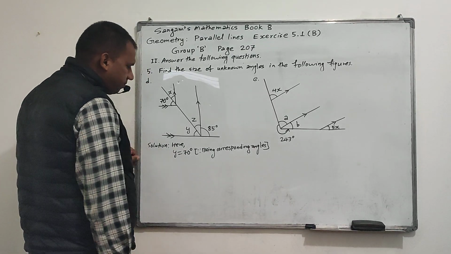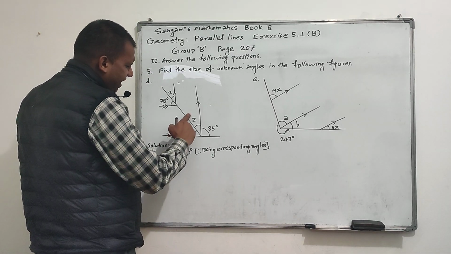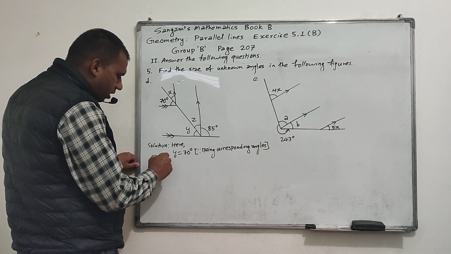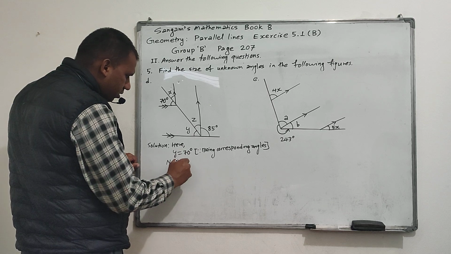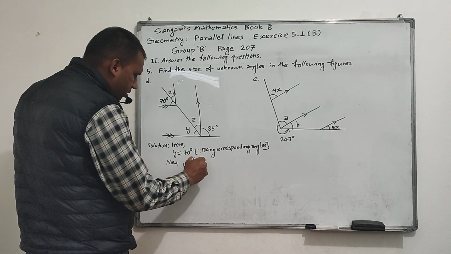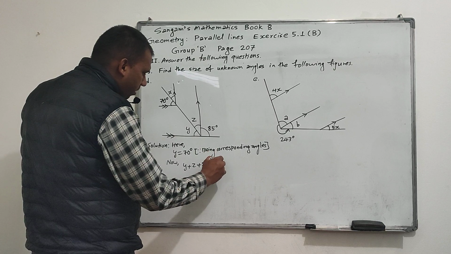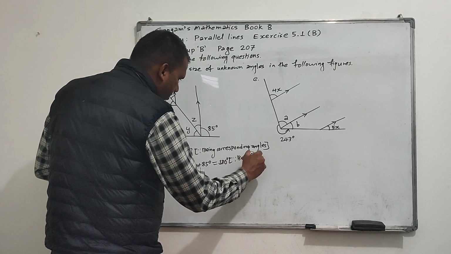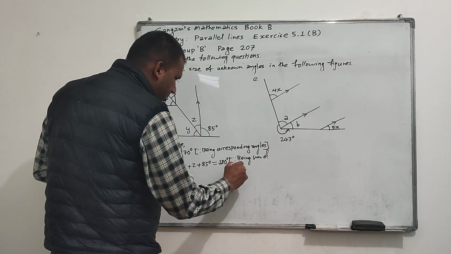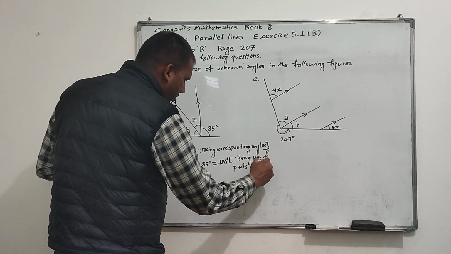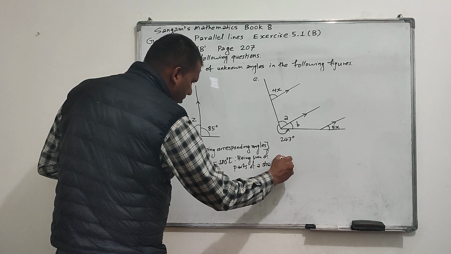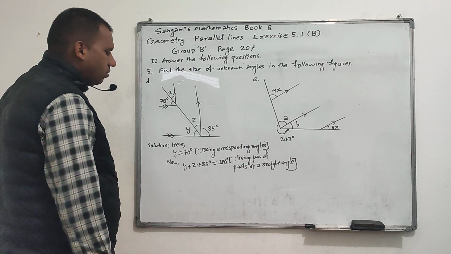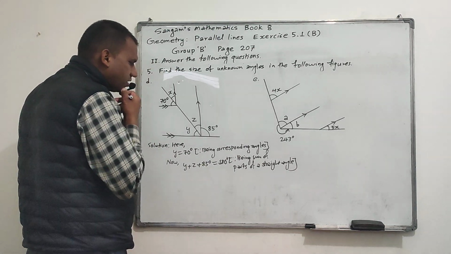Then after finding Y, then Y, Z and 85 make half circle, that is straight angle. So we can write now Y plus Z plus 85 degree equal to 180 degree, being sum of parts of a straight angle. Y, Z and 85 make a straight angle, so their sum is 180 degree.